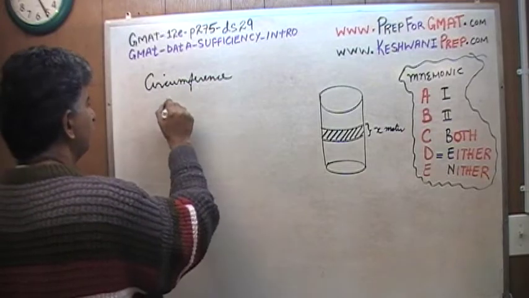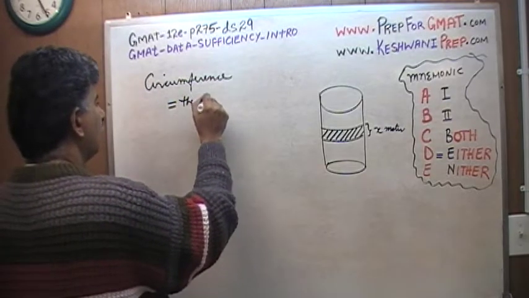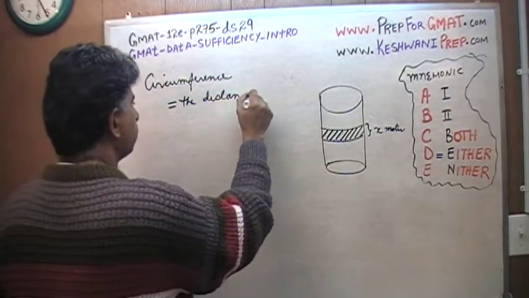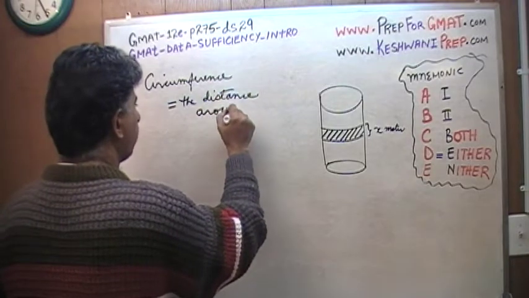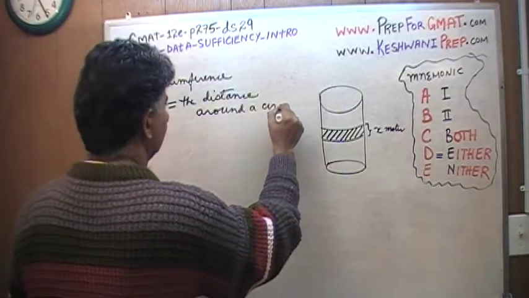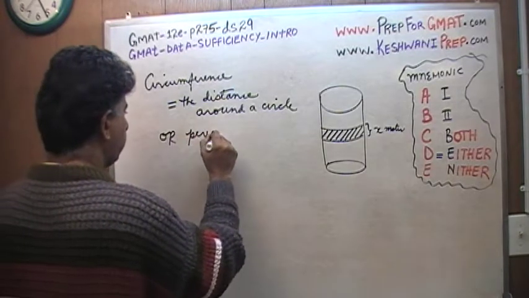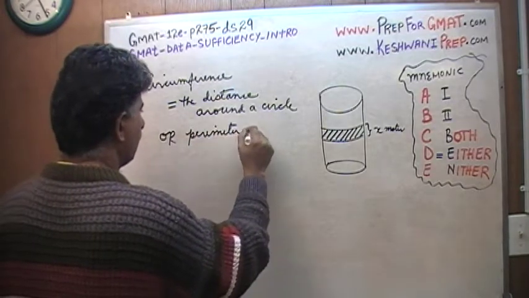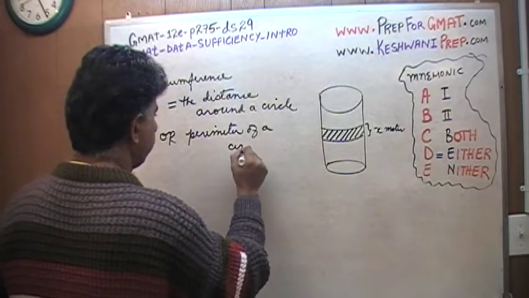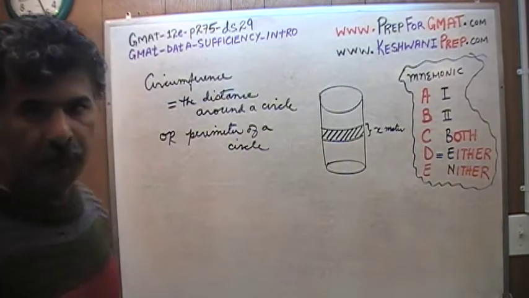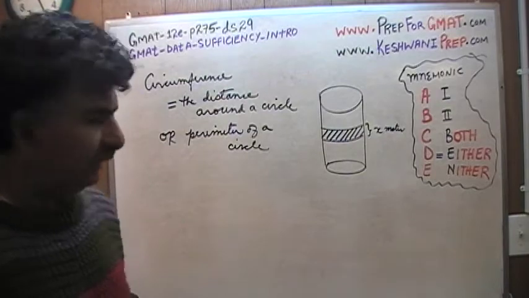Circumference is just the distance around a circle, or the perimeter of a circle. Of course, you understand what perimeter means. Perimeter means the distance around a picture.